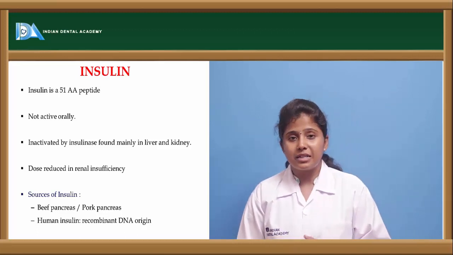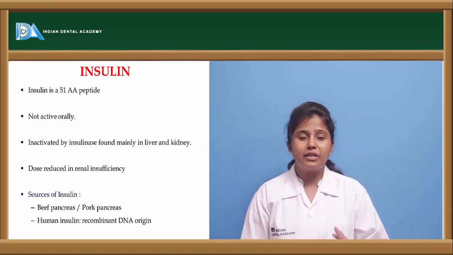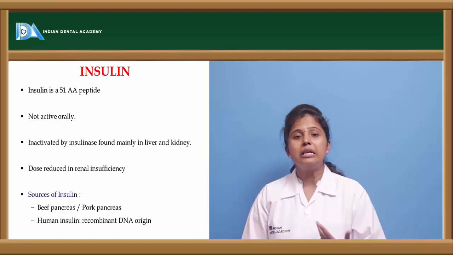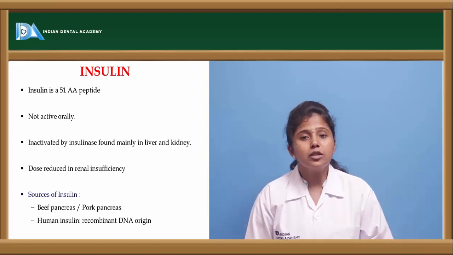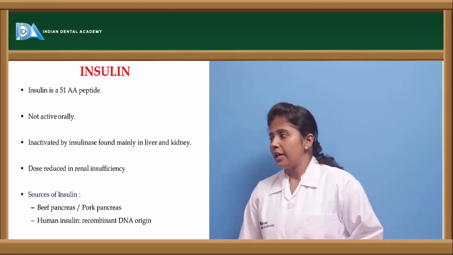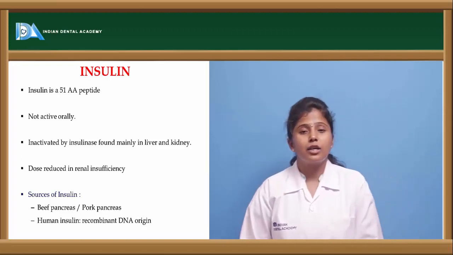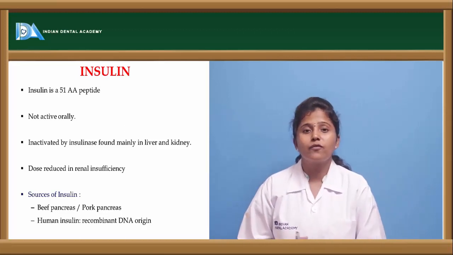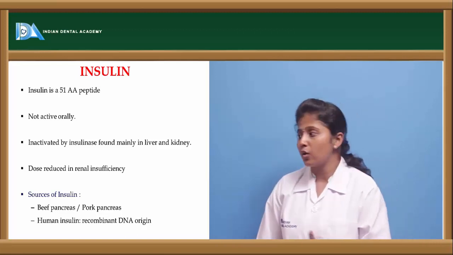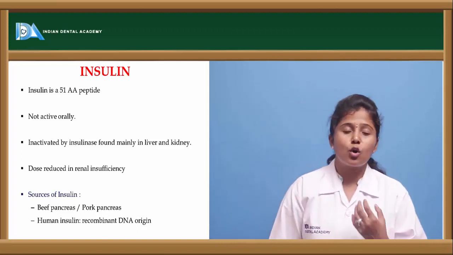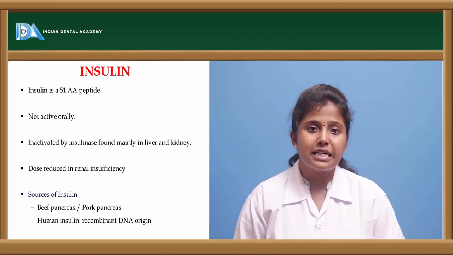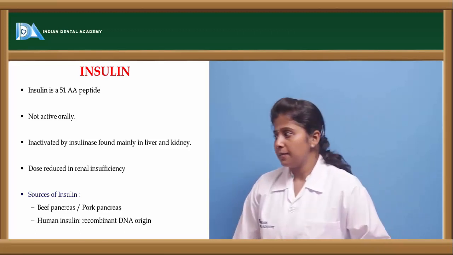In renal insufficiency, if there is any renal failure or renal related disorders, the insulin dose should be regulated. Insulin is sourced from bovine, that is beef pancreas, or pork pancreas, and is prepared synthetically.